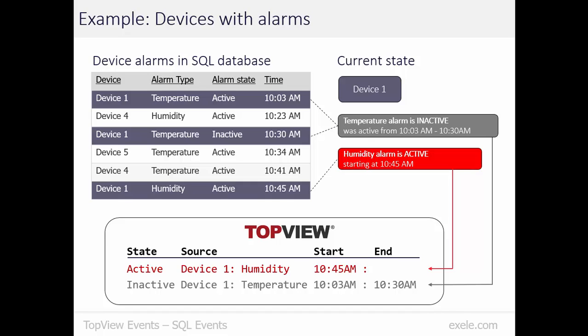This process is what happens in TopView for SQL events. It continuously monitors the database for new events and tracks the current state of each event type. TopView then lets you monitor the current state, log and analyze state changes, and send notification for state changes.